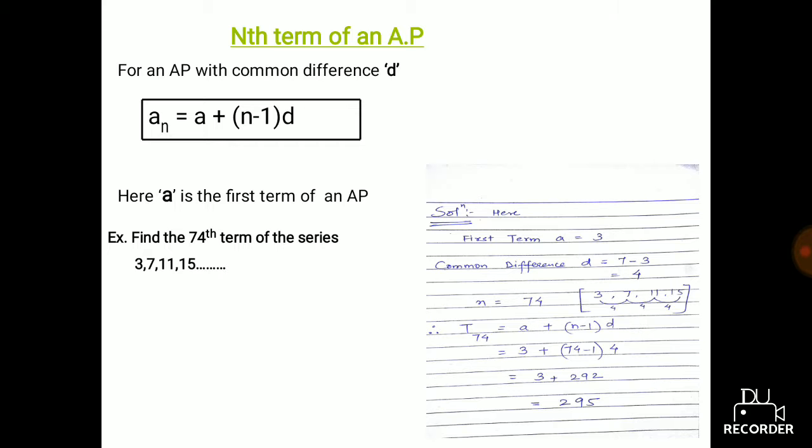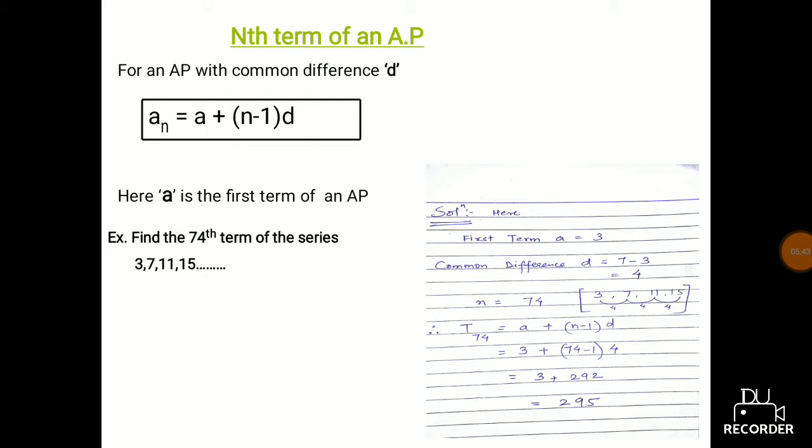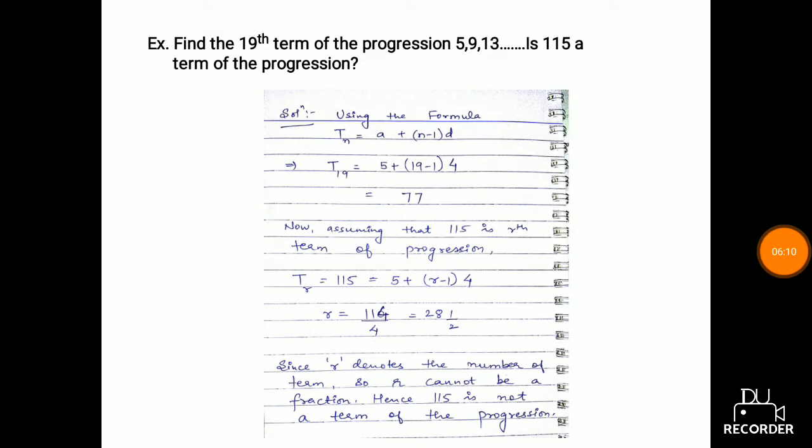Now, what's the value of n? We have to find the 74th term. So here the value of n is 74. Now by the formula, t74 is equal to a, that is the first term, plus n minus 1 into d. So putting in the values, a which is 3, plus n which is 74 minus 1, into d, the common difference. So we get t74, that is the 74th term of this series, as 295. Let's take another example.